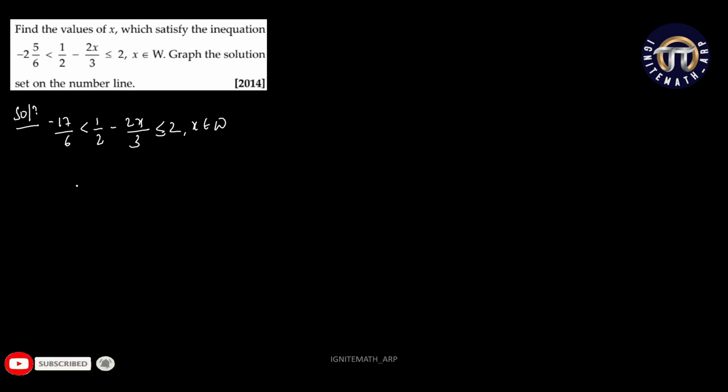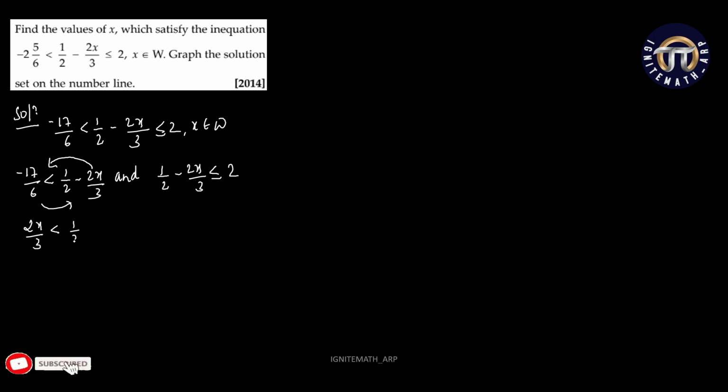Clear? So now again I'll split this one into two parts. So minus 17 by 6 smaller than 1 by 2 minus of 2x by 3, and 1 by 2 minus of 2x by 3 smaller than or equal to 2. Clear? So now I have to make the x as positive always. So I will take this one over here and this one over here. So I can write this one as 2x by 3 smaller than 1 by 2 plus of 17 by 6.